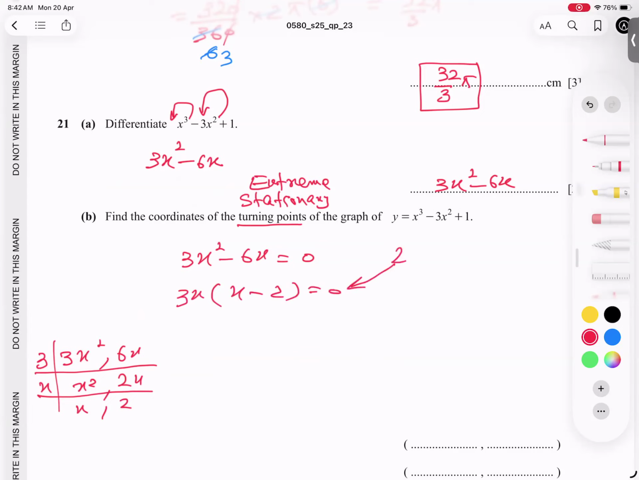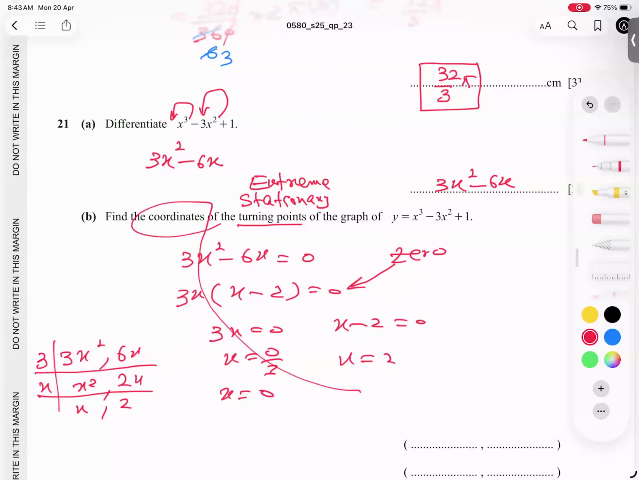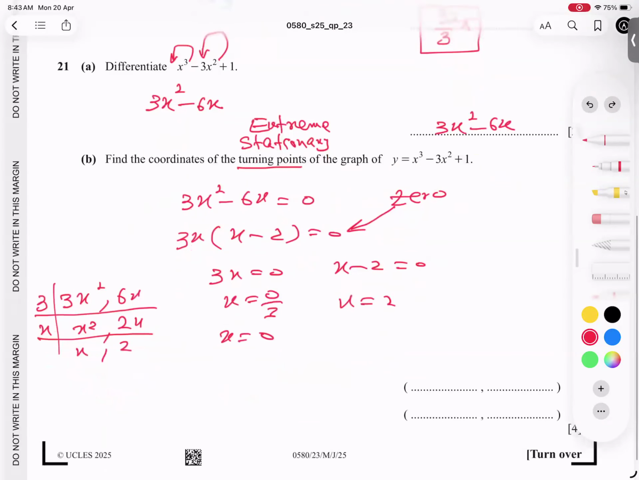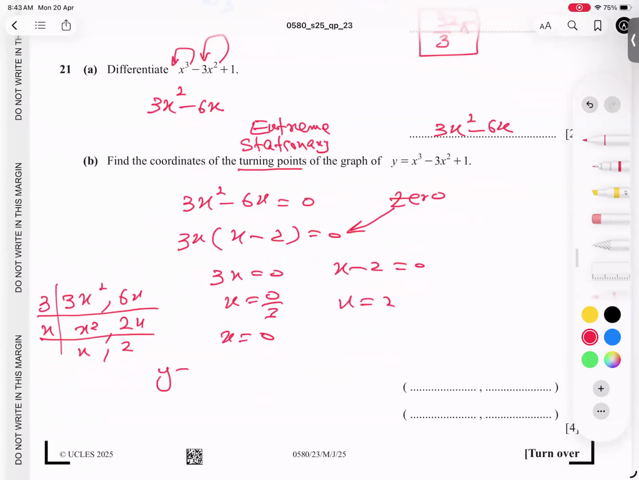Whenever we have 0 here, we can say first part equal to 0, second part equal to 0. So 3x is equal to 0 and x minus 2 equal to 0. 3 goes down, 0 by 3 will give you 0. 2 goes there, we got 2. Now the question is not over, not at all. We need the y coordinate, not only the x coordinate. So we plug in this value 0 in the top equation. y is 0 to power 3 minus 3 times 0 to power 2 plus 1. So I got 1. So I can say I got the answer x is 0 and y is 1.